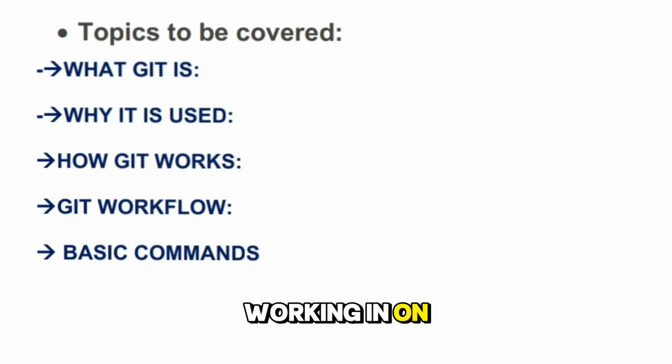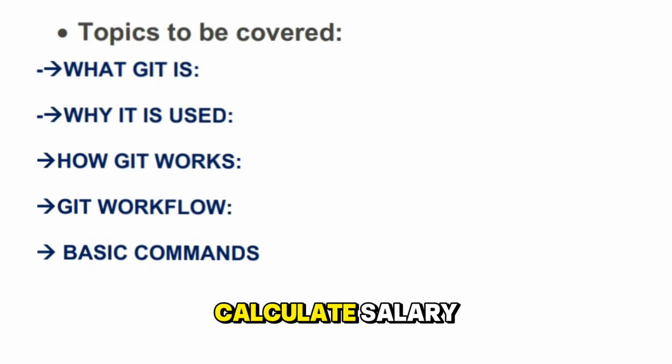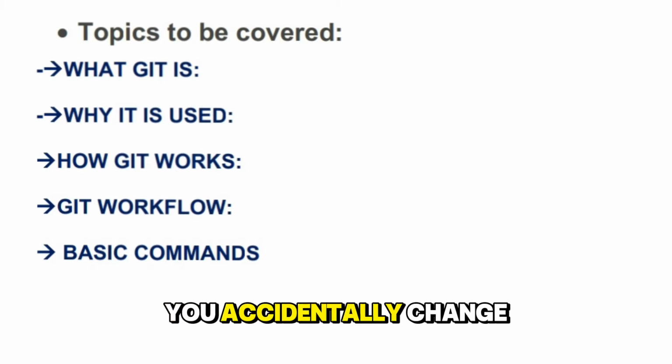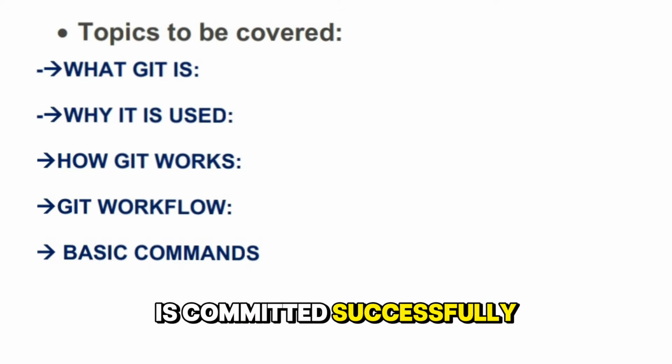For example, imagine you are working on a Java class called employee data. This class handles one thing, calculating annual salary. In version 1, the class has a method calculate salary. It works perfectly. You save this perfect stable code. Now in version 2, you decide to add a brand new method, calculate bonus. While writing this method, you accidentally change a variable name. Now the entire application throws an error. Instead of finding the error, use Git to tell your project. Whenever you tell Git, Git will track all the changes you have made in the last hour and refer this file back, and the code is committed successfully.